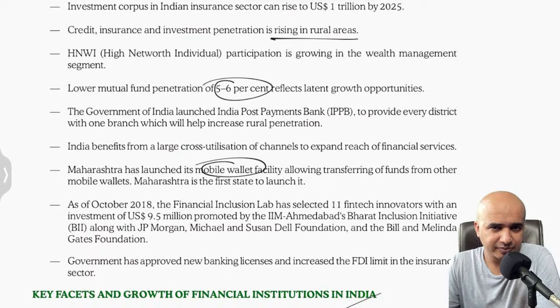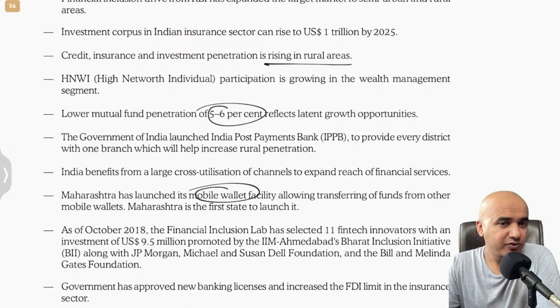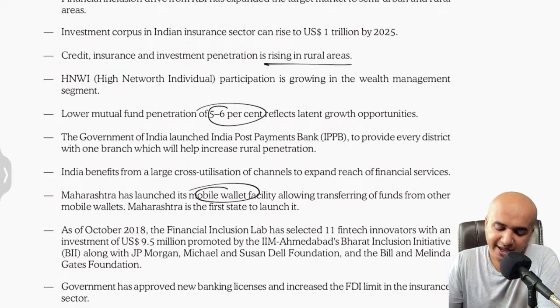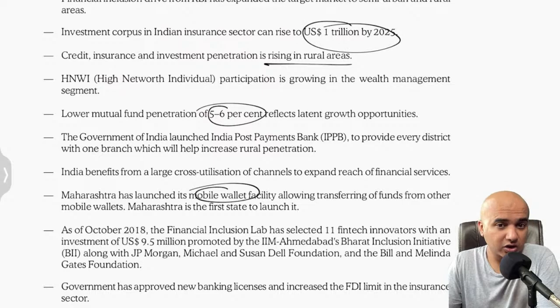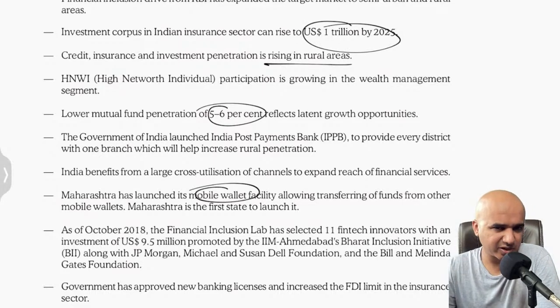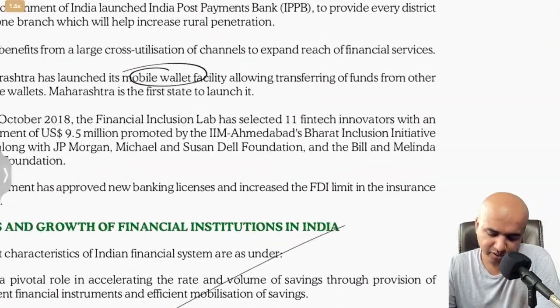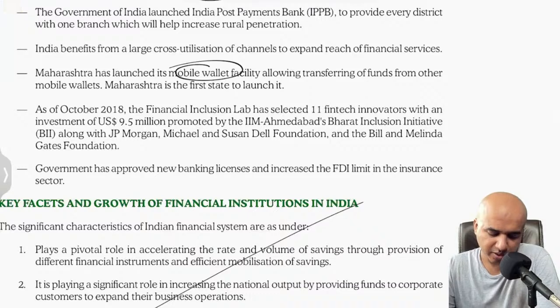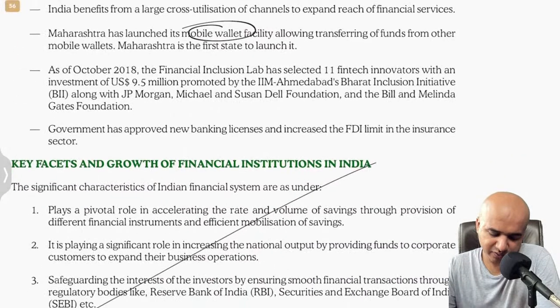Then investment corpus, total investment by various people, whether it is corporate or non-corporate, individuals or non-individuals, in Indian insurance sector can rise to $1 trillion by 2025. They say it's an estimate, of course. Next, Maharashtra has launched a mobile wallet. All that is fine.